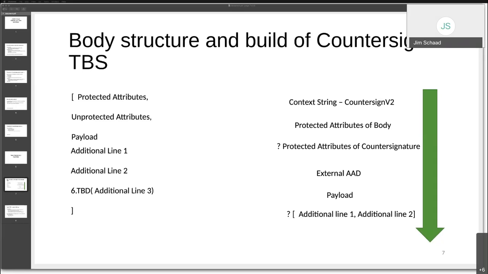You'll also notice that I put in the tag on additional line 3, and the algorithm is going to be defined as to say we don't pick it up if it's a tagged bstr. We only pick it up if it's a bstr. So does anybody object to using the array at that point as opposed to just adding them one by one?